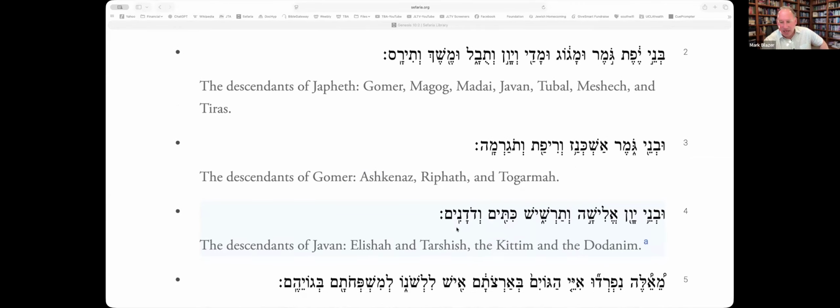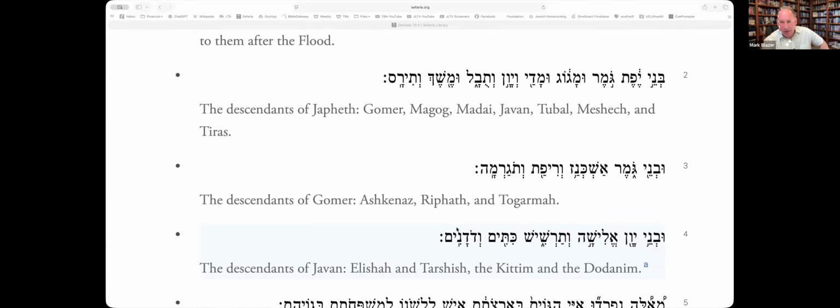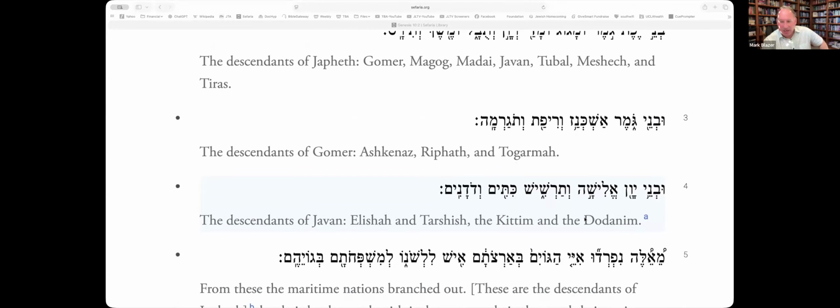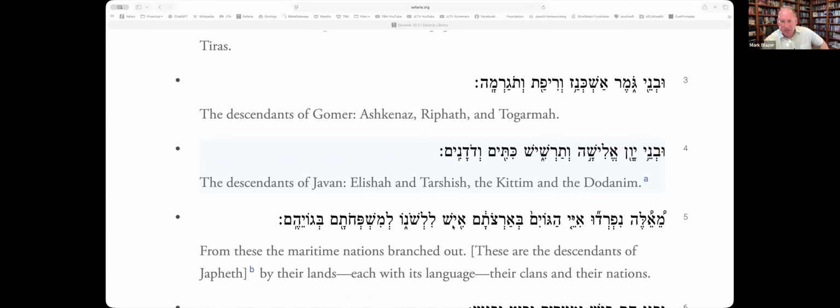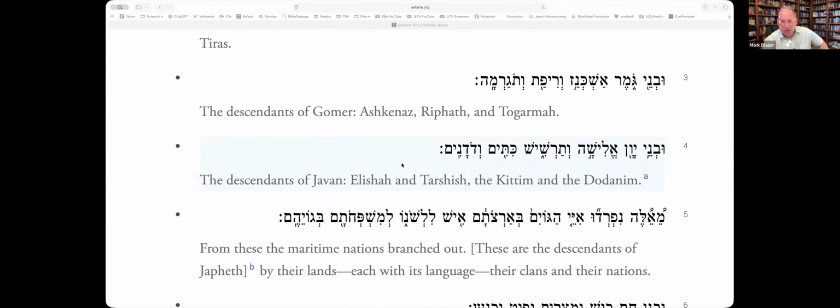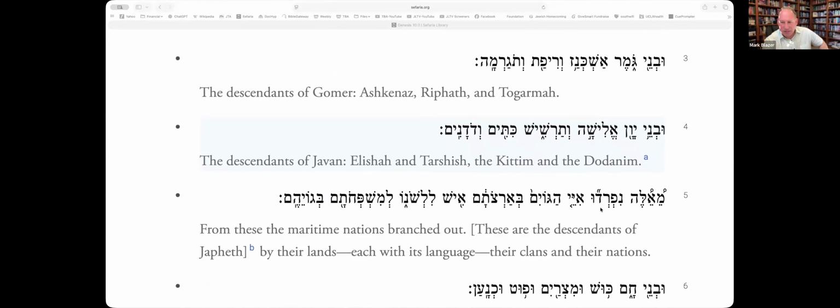So the guess is that either there were other lines here and they just weren't kept, or we didn't get into it because we're really only concerned with these, because these are the people that we actually come into contact with. We don't really come into that much contact with Gomer, but we do come into contact with the Kittim, and maybe again Elishah, which is probably also on the island of Cyprus.